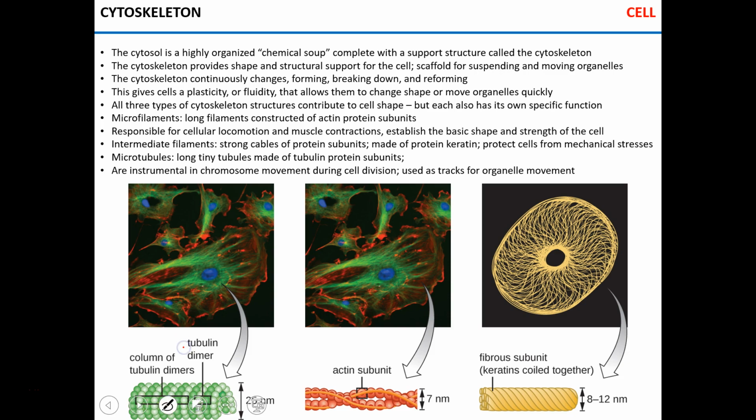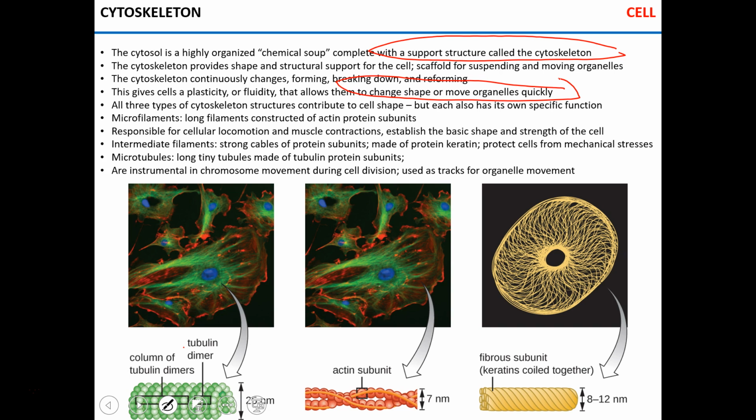So cytosol is not just a goo. Cytosol is actually organized pretty well, and the cellular structure is supported by the cytoskeleton. So the cytoskeleton makes sure that the cell is well organized, that it's well shaped, it suspends organelles, it moves organelles, it enables the movement inside the cell. Different parts of the cytoskeleton change, reform, break down, and that allows cells to move and to change shape itself.